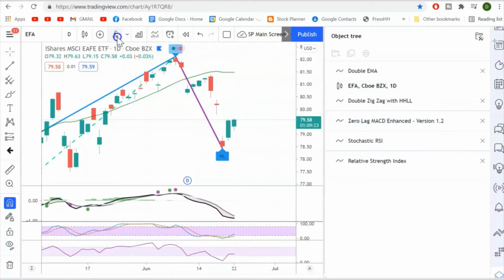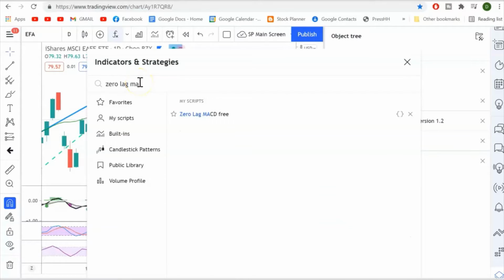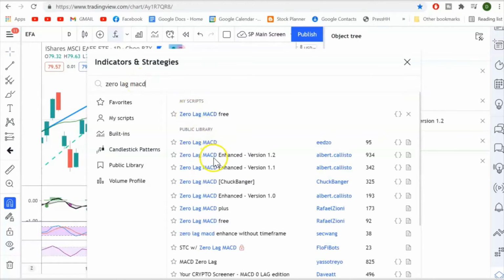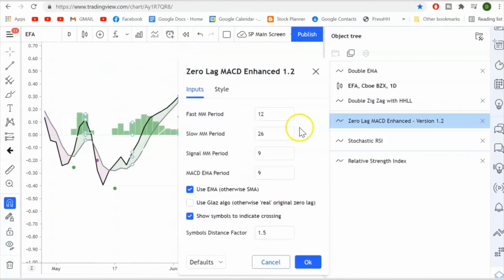How to find that is you go up here and type in zero lag MACD enhanced version 1.1. There's a ton of them out there, all in the public library, and all can be used. This is the one they recommend, all available for free. Right here's the one I'm using. To set it up, you double click it. There it is, and it comes out of the box with these already set. You don't have to do anything else with it. And you see it's the same settings that you would use for the regular MACD, and that's pretty cool.